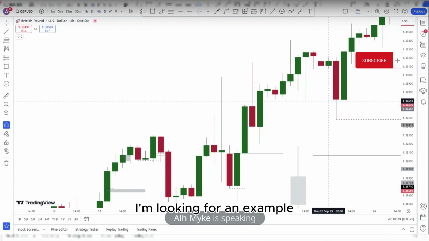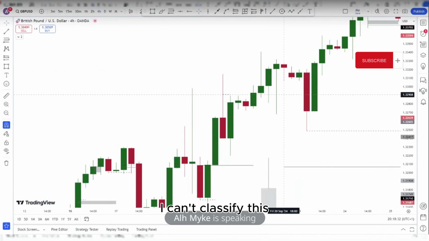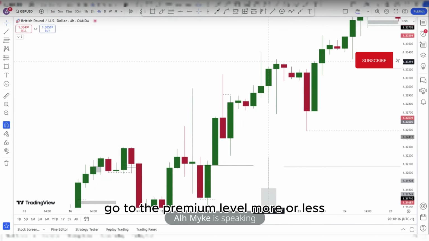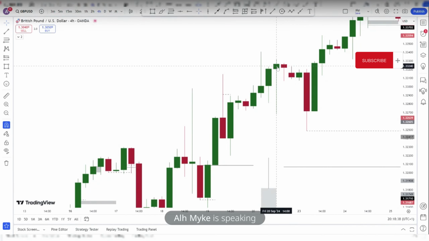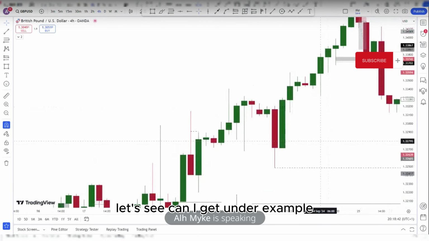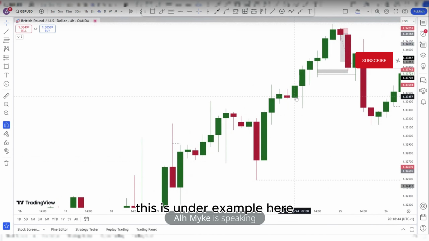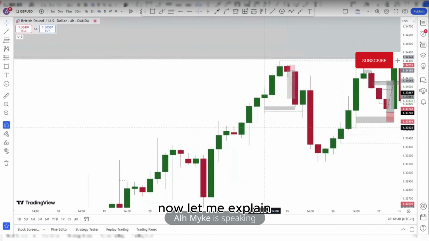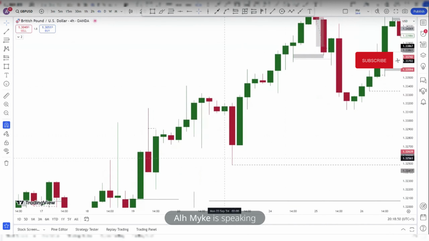I'm looking for the example. I can't classify this one because it is supposed to be a good example, but it was at the premium level more or less. Let me get another example for you. This is another example here. Swept and continued. Now, let me explain the power of the three candles for you guys to understand.